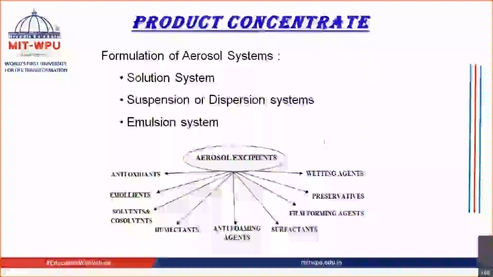Coming to our next basic component, that is product concentrate. Now, product concentrate is nothing but what is present inside the container. That is the formulation of the aerosol system. We have seen that there are three formulations that are present inside the aerosol container.